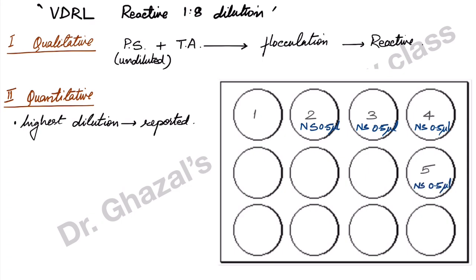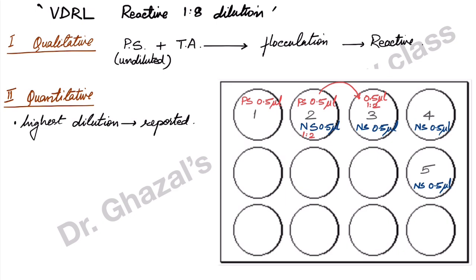Now we put patient serum, 0.5 microliter, in circle 1 and circle 2. So circle 1 becomes undiluted patient serum, while in circle 2 we have 0.5 microliter out of 1 microliter of whole mixture. So 1:2 will be the dilution. Now this is mixed and then 0.5 microliter of the 1:2 dilution mixture of circle 2 is transferred to circle 3.